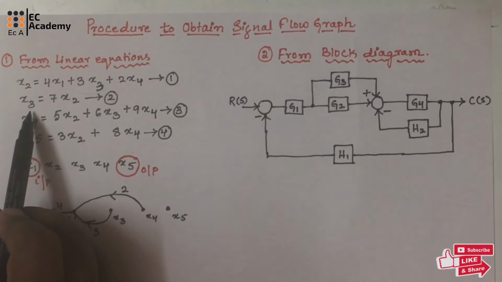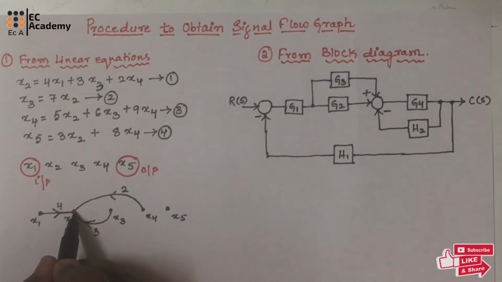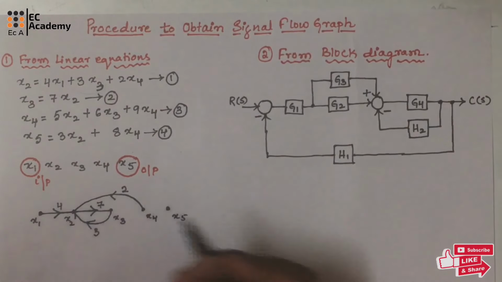The second equation is x3 is equal to 7x2. So from x2 we have a signal to x3. Let us draw that and write the gain as 7.